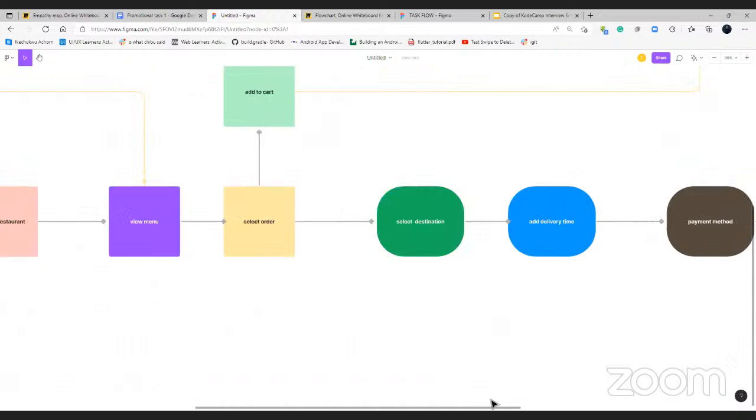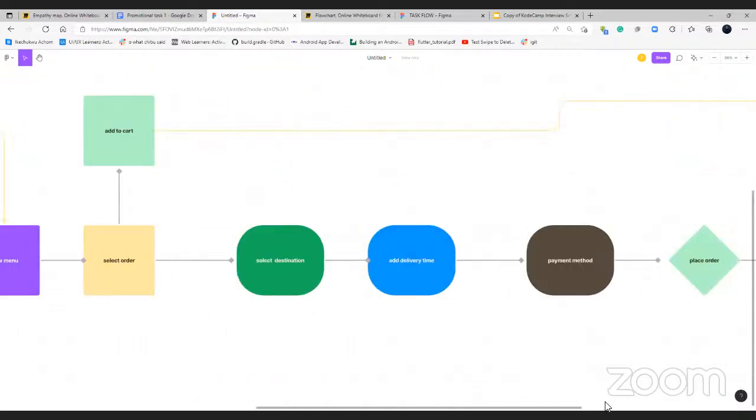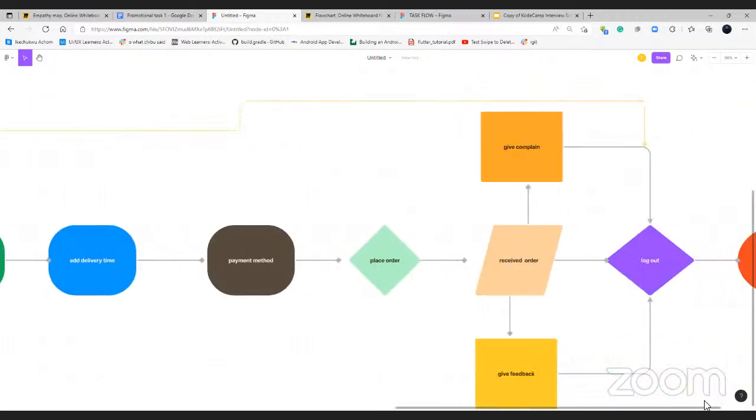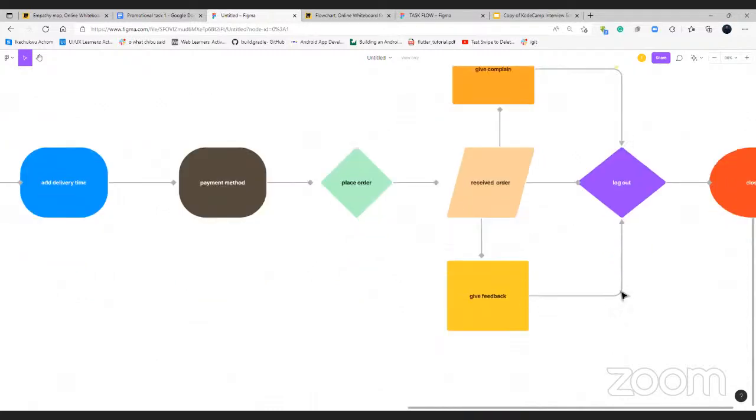Or from the select order, you can decide to add to cart. And then, of course, if you're adding to cart, it takes you to this part, where you can log out. After you place your order, you can either give a complaint or give feedback. So this is someone's own.